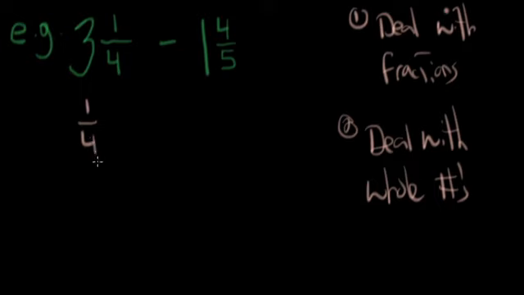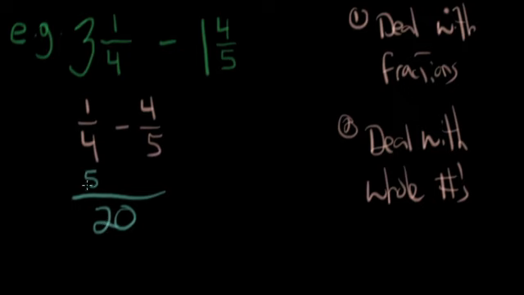So 1/4 minus 4/5. We need common denominators, and our common denominator is going to be 20. 4 times what gave you 20? 5. So 1 times 5 is 5. 5 times what is 20? 4. So 4 times 4 is 16. So 5 minus 16. What? 5 minus 16. What is going on here? That's negative 11/20. Interesting.